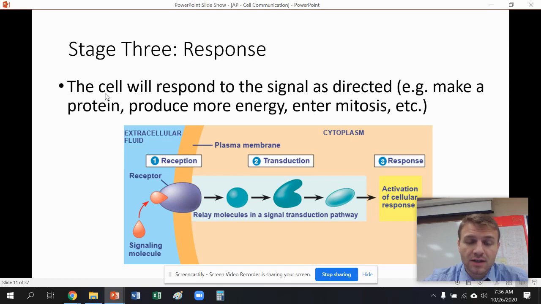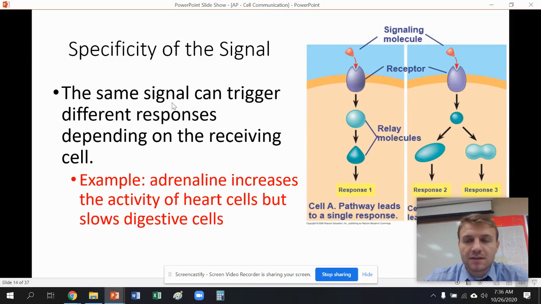Our last part here is the response. This is where the cell is going to respond to that signaling molecule in some way. You can see here, make a protein, produce energy, enter mitosis. There are just a plethora. There are hundreds of thousands of these different pathways that we've found. There's just a ton of these things. The specificity of the signal is really important here. Again, we're just going to look at overarching ideas and overarching similarities.